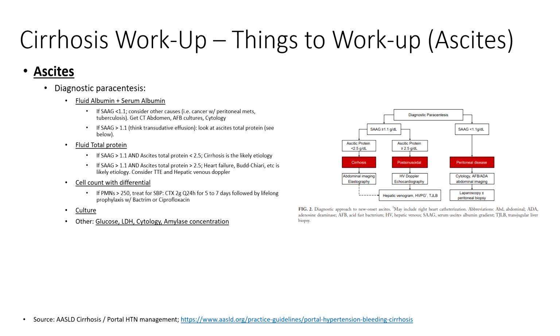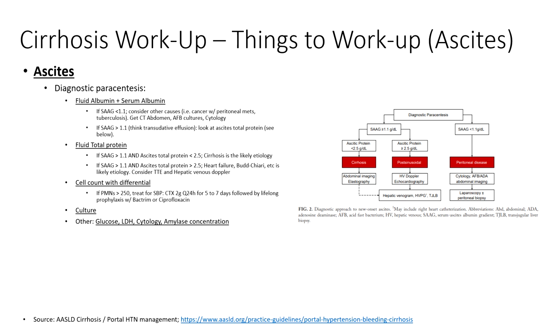Starting off with ascites, you want to start off with a diagnostic paracentesis. From this, you want to send serum and ascites albumin with which you'll determine the SAG, the ascites total protein, the ascites cell count with differential, and culture of the ascitic fluid. If the PMNs from the cell count is greater than 250, you want to start ceftriaxone 2 grams Q24 for 5 to 7 days to treat the SBP.